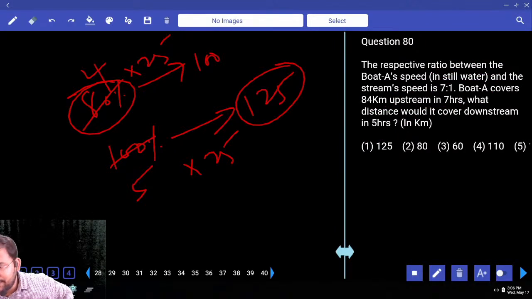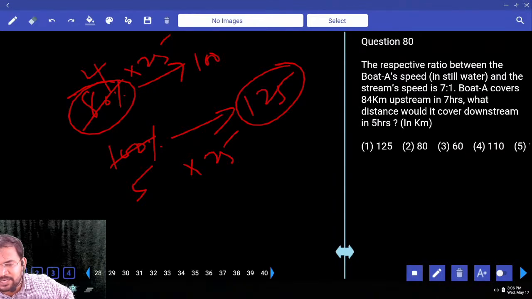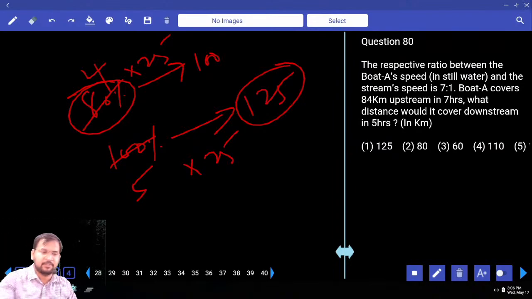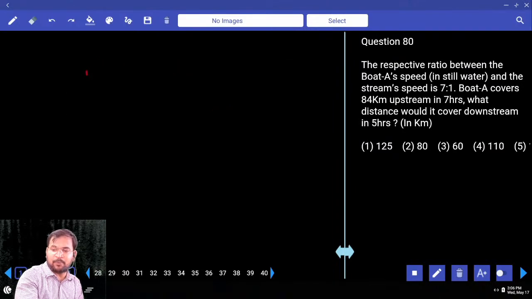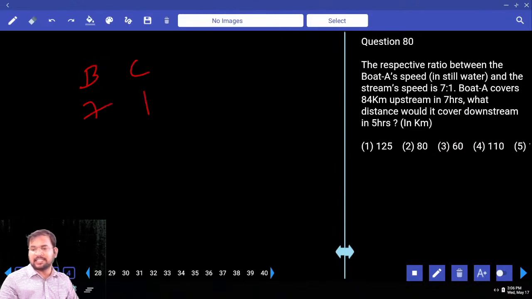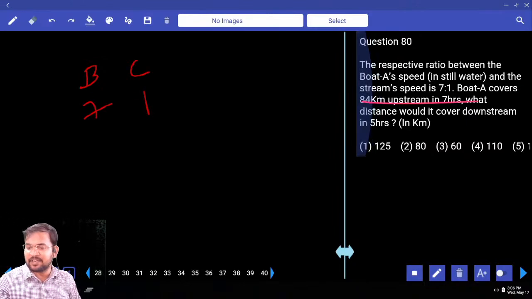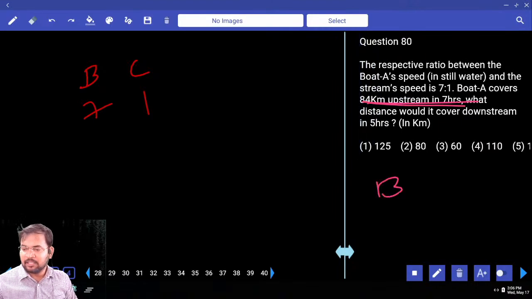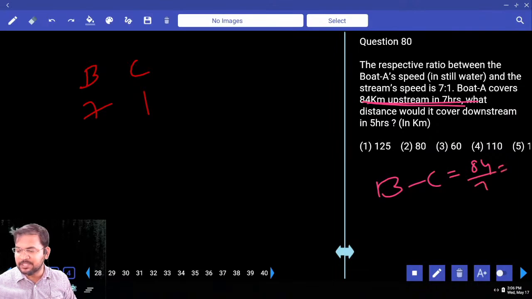The ratio between boat A's speed and the stream speed is 7:1. Boat A covers 84 kilometers in 7 hours. What is the distance covered downstream in 5 hours? The speed of the boat is 7 parts and the speed of the stream is 1 part. 84 kilometers in 7 hours is nothing but upstream, which is B minus C. Upstream speed is 12.